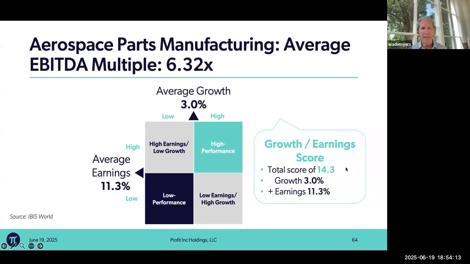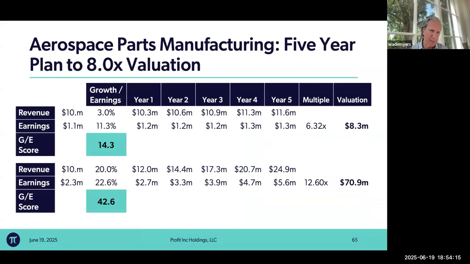So how do we get an 8x in this industry with this company? So here's what we're looking at. Let's just say our starting baseline right now is 10 million. And the average earnings is 11.3%, so that's 1.1. That's a 14.3 we just saw. And if we do our profitability improvement first and double profits, okay, now we're at 2.3, we're at 22.6%, and we're going to grow at 20%, not 3. What happens over 5 years?